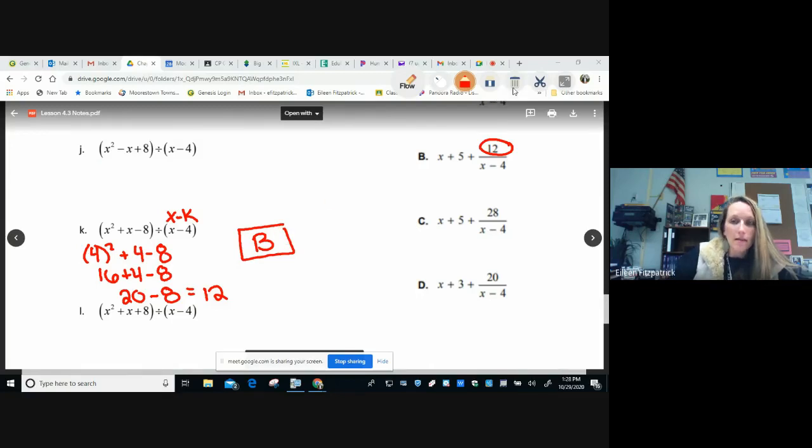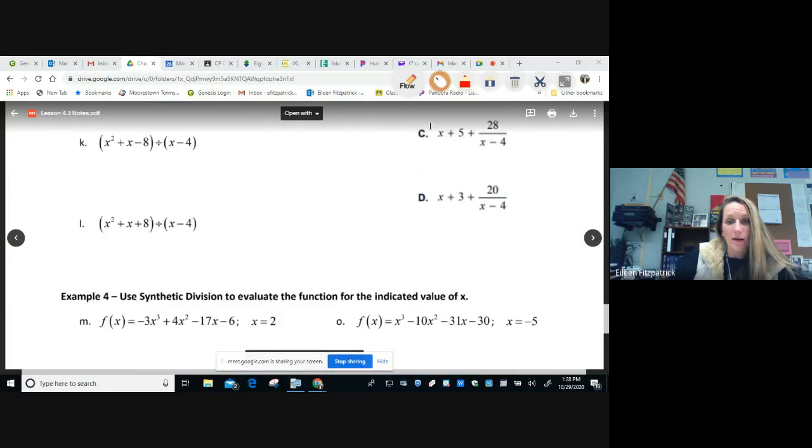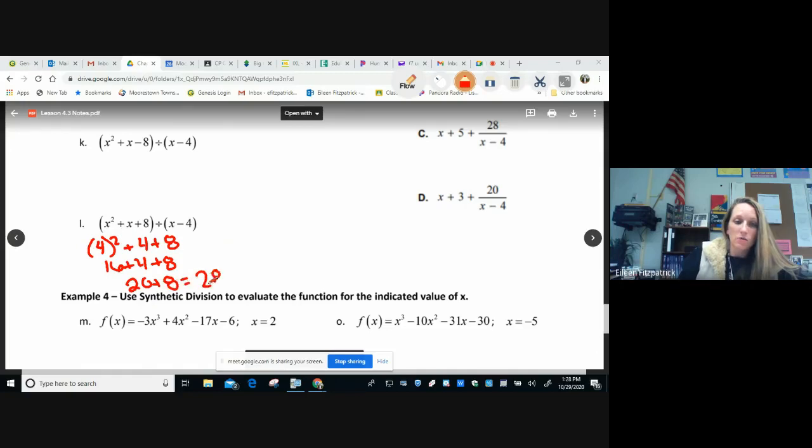Okay. And the last one, process of elimination, we already know which the answer is, but we'll go through it real fast anyway. Right, so the K value is 4, so it's 4 squared plus 4 plus 8. That's 16 plus 4 plus 8. It's 20 plus 8, 28. So which one has a remainder of 28? That would be C.